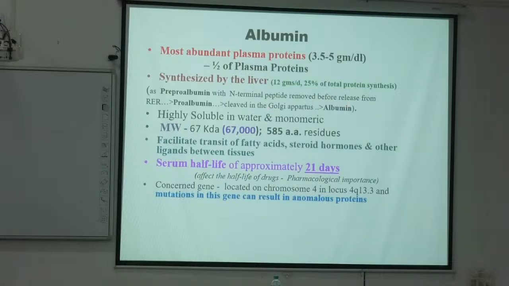It's highly water soluble and monomeric. It has a molecular weight of 67,000 and doesn't normally pass through the glomerulus. It facilitates transit of fatty acids, steroid hormones and other ligands between tissues. These functions of albumin you must remember. And one important thing is that it has a serum half-life of 21 days, and that is the basis of many drugs and drug designing also.